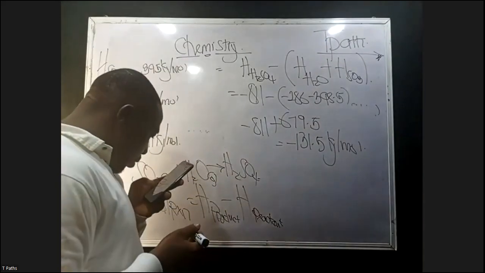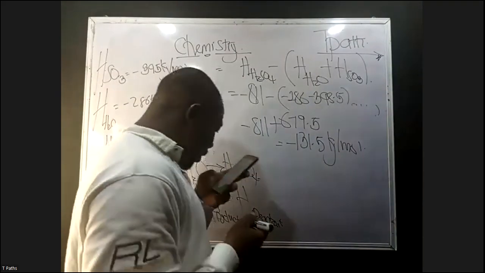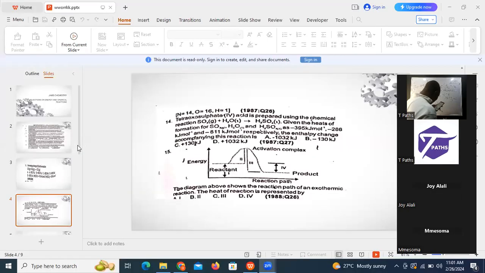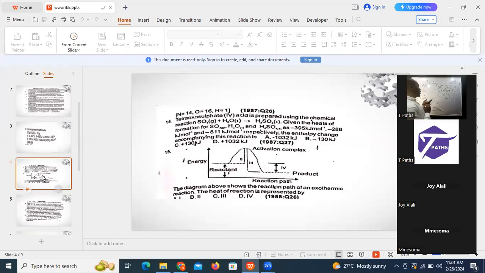So the next question, number 15. The diagram above shows the reaction path of an exothermic reaction. The heat of reaction is represented by which letter? You can see the reactant, you can see the product side, you can see the activation complex. So the heat of reaction is IV.